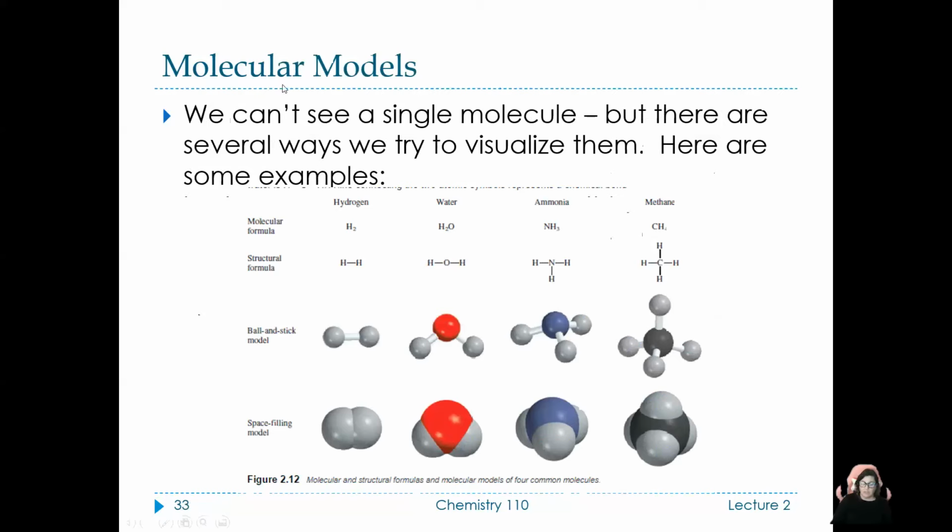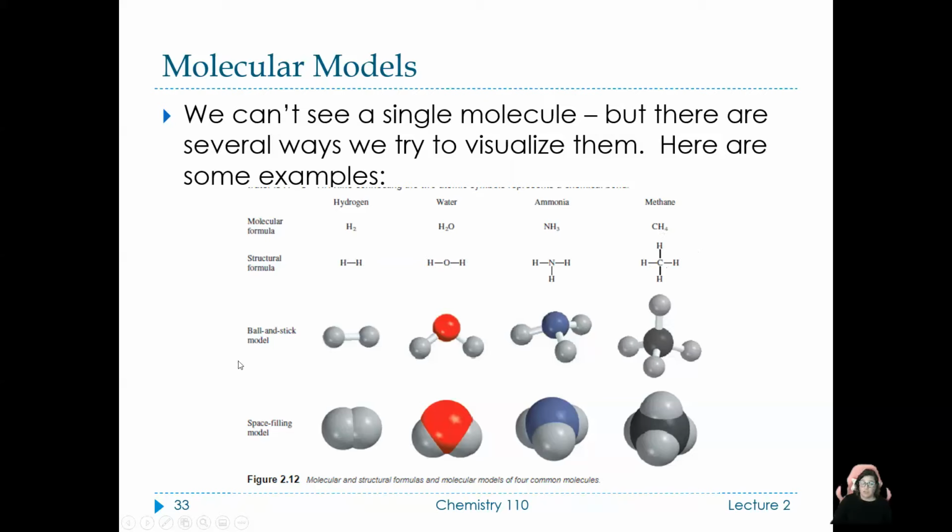Now, we need molecular models. Why? Because we can't really see a single molecule, but we can talk about them in many, many different ways. So our molecular formula is given by H2 for hydrogen, H2O for water, NH3 for ammonia, and CH4 for methane. We can draw a structural formula that explicitly shows both of those molecules and the bond between them. Okay, same thing for water, ammonia, and methane.